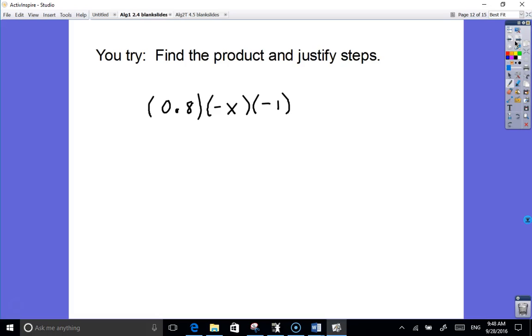And try to multiply that and see what you get, and do your best to try to justify the steps that you're using. So what did anybody do to try to simplify this? Yeah, go ahead.